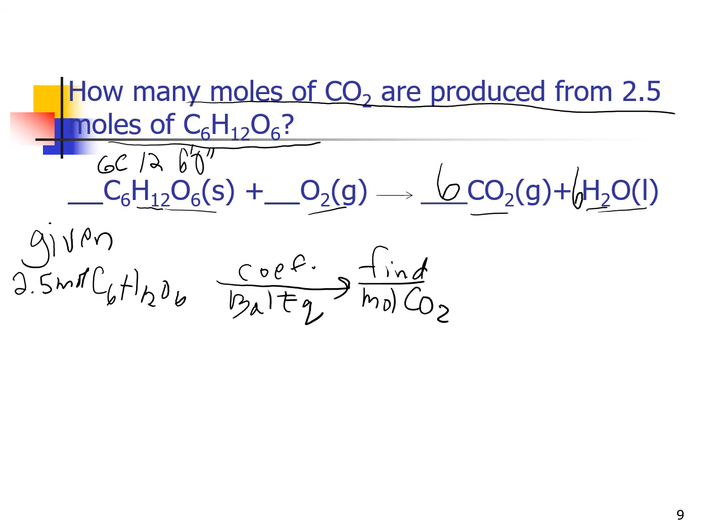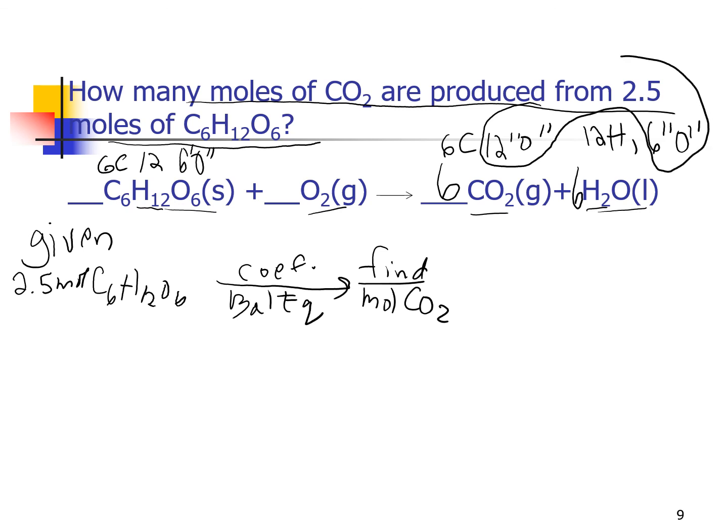We're going to save oxygen for last to balance. And in our products, we have 6 carbons in CO2, and 6 times 2 gives me 12 oxygens, and 6 water molecules. I have 6 times 2 or 12 hydrogens, and 6 times 1 oxygen gives me 6 oxygens. So what we're trying to balance is the oxygen. The amount of oxygens we have in the products total is 12 plus 6 gives me 18 oxygens.